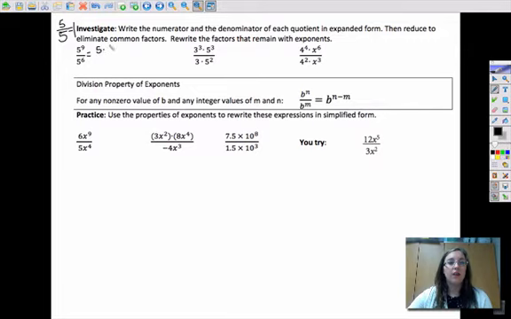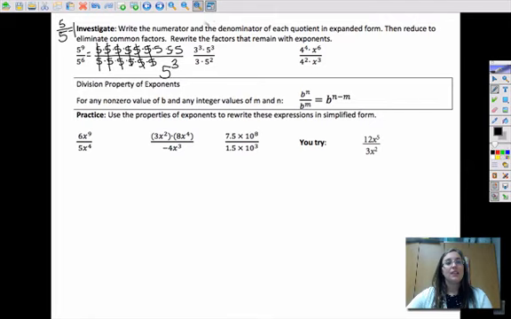So if I have 5 to the 9th, that means I'm multiplying 5 nine times. And then 5 to the 6th means I've got 6 5s. And the 5 over 5 becomes 1. This becomes 1, 1, 1, 1. So I have a whole bunch of 1s multiplied, and then I've got 3 5s at the top. So 5 to the 9th divided by 5 to the 6th actually becomes 5 to the 3rd.